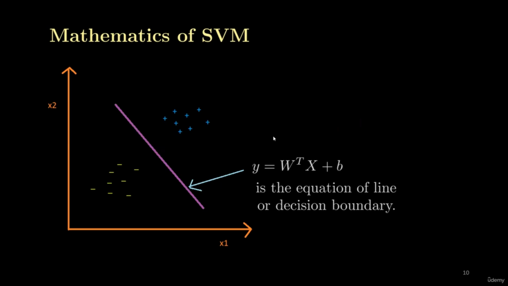We know from our section on regression analysis that this is a straight line equation: Y equals W transpose X plus B, where W is the matrix of weights and X is the feature matrix. To multiply these two, we have to take the transpose of the weight matrix. We also used this equation in our least squares method, which we studied in the regression analysis section. So this is the equation of any straight line. Since the decision boundary for SVM is also a straight line, we can represent it with this straight line equation.